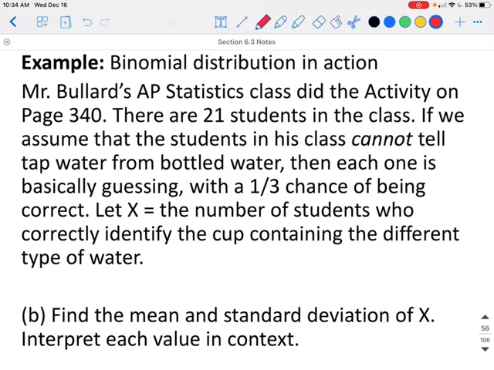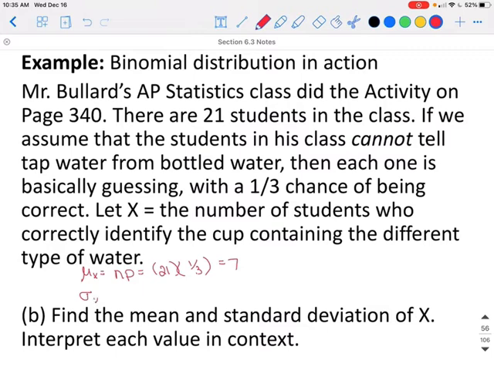Now find the mean and standard deviation. Interpret the values in context. Our new formula tells us that the mean is just going to be n times p. So the number of trials times the probability of success, which will give us 7. So we would expect that about 1/3 of the 21 students will guess correctly, or about 7 of those students will guess correctly.